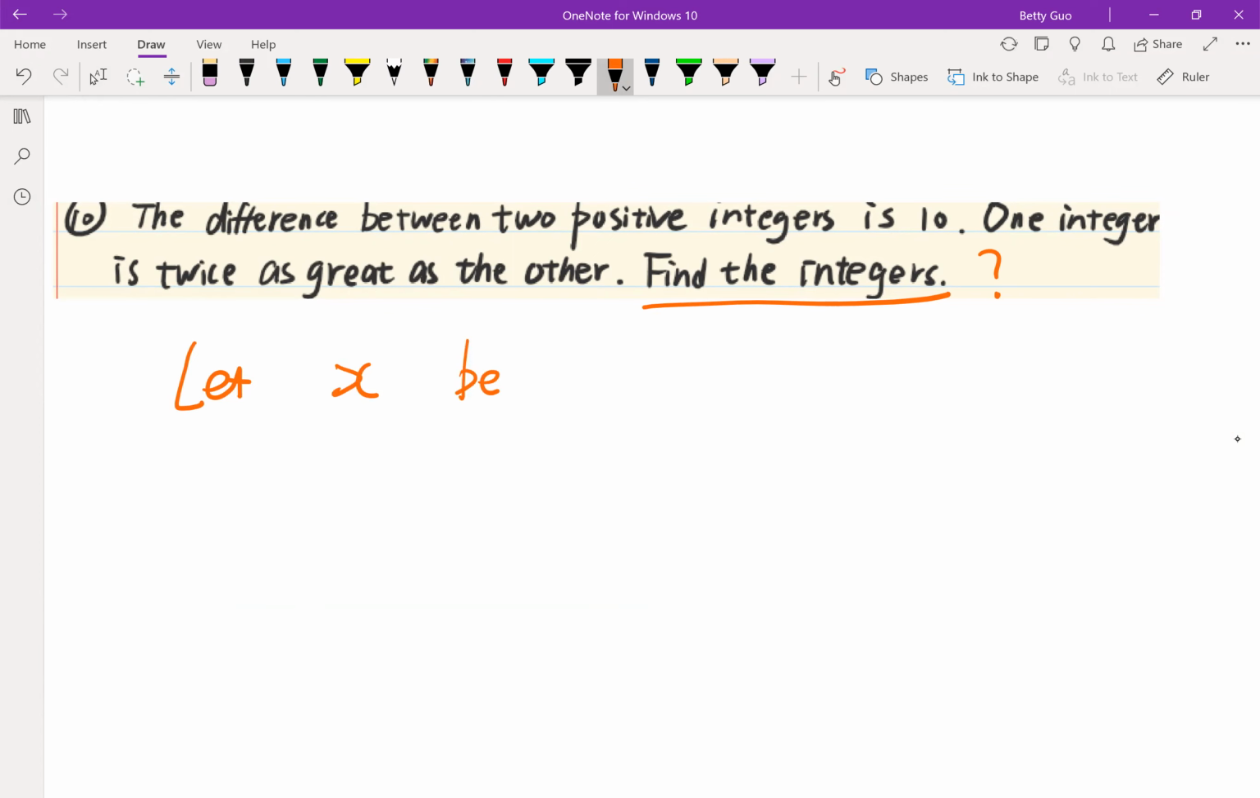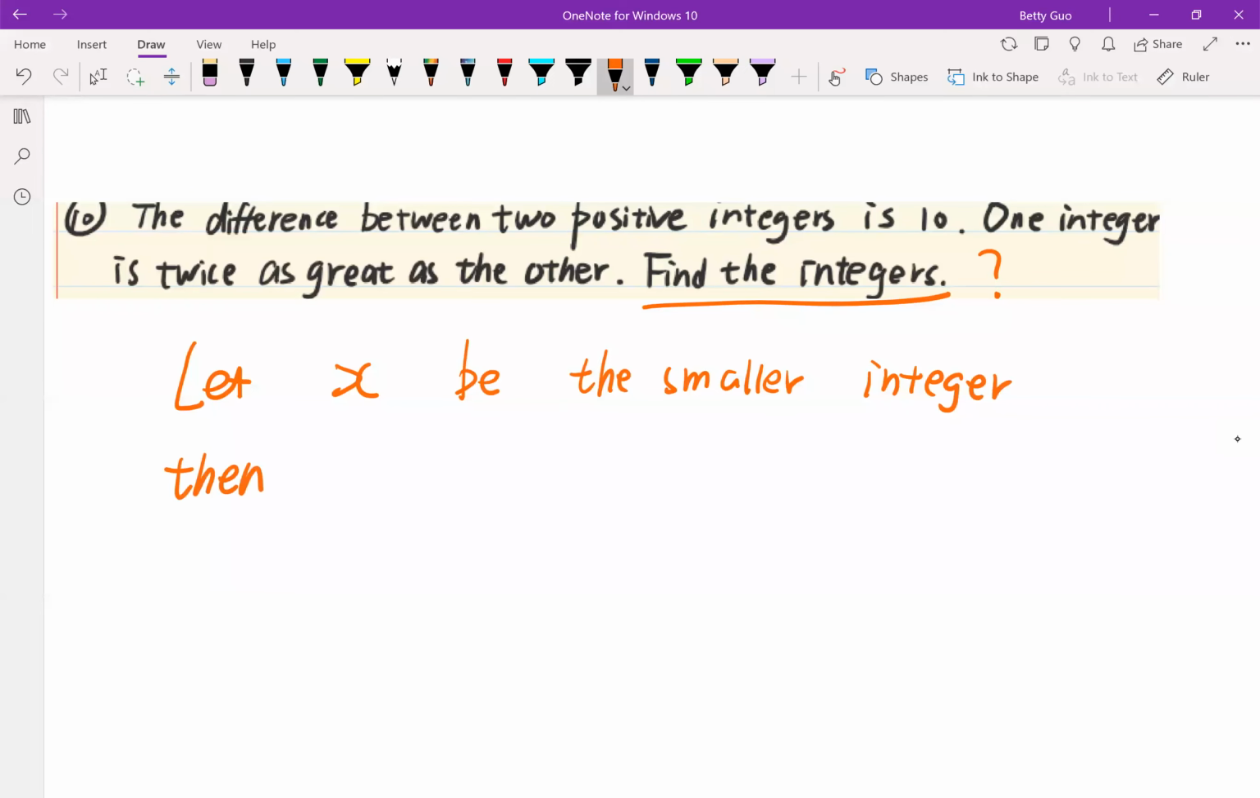The two integers, one is smaller and the other is bigger, right? Do you want x to be the smaller number or the bigger number? You tell me. The bigger number? How about the smaller number? Yeah, maybe the smaller number is easier for you. Otherwise, you have to handle fractions. So how about let x be the smaller number? Be the smaller integer.